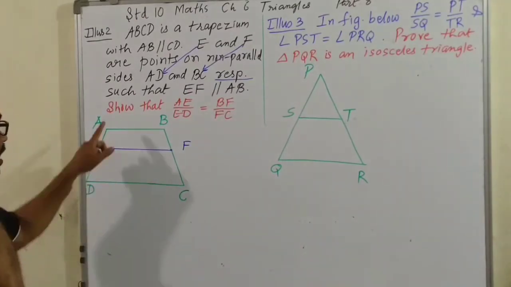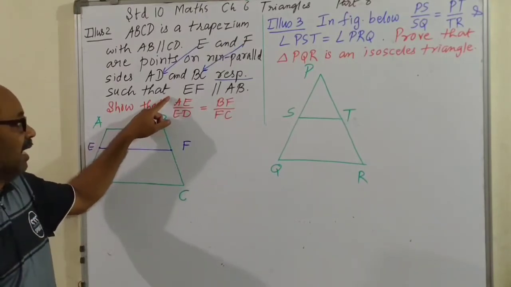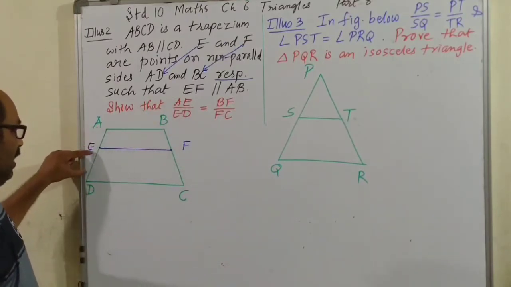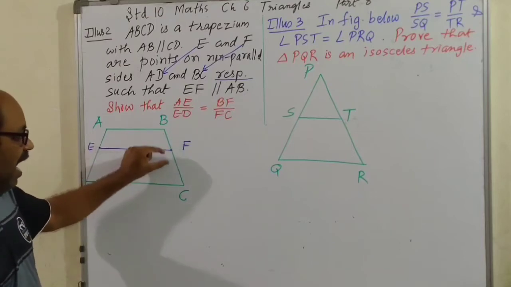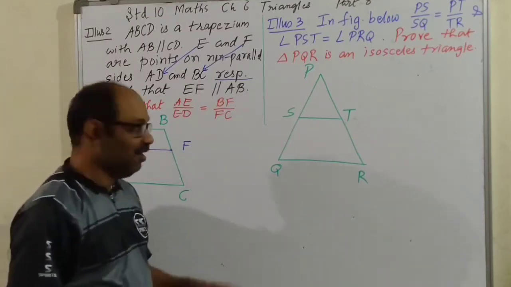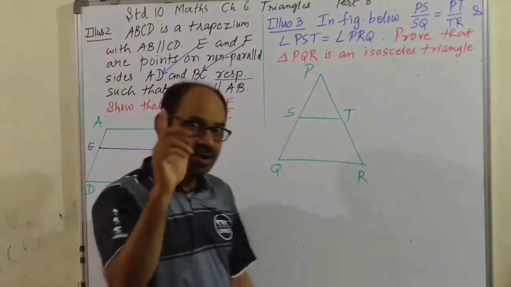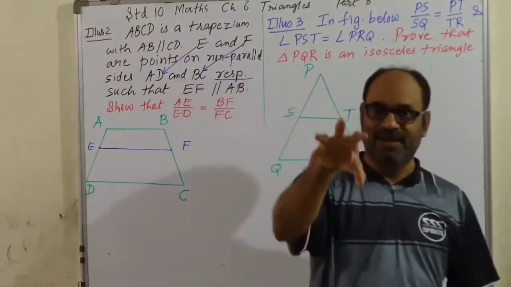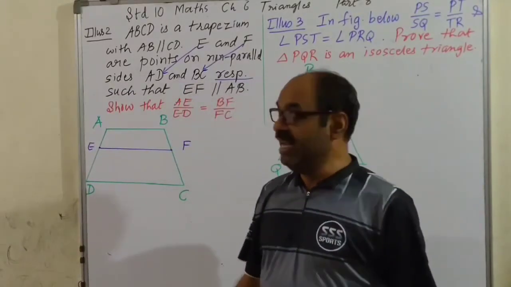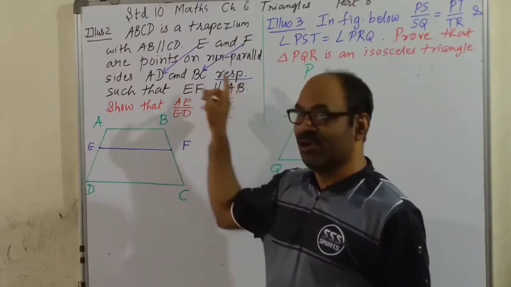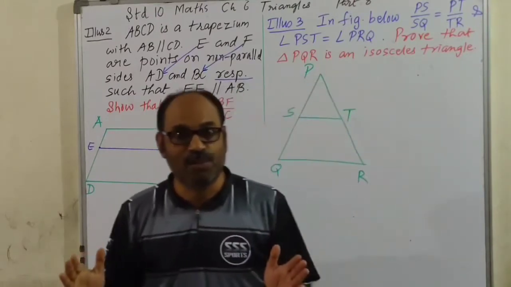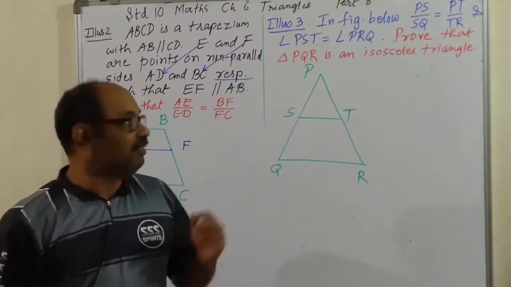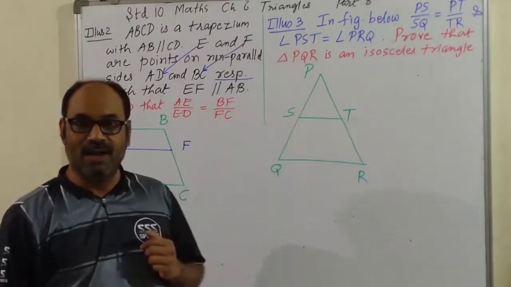चलिए अब प्रूव क्या करना है? Show that AE upon ED is equal to BF upon FC. See what you have to prove? I wrote in red so that you can every time focus on it. What we need? Two equal ratios. What we need to show here? That the two ratios are equal.